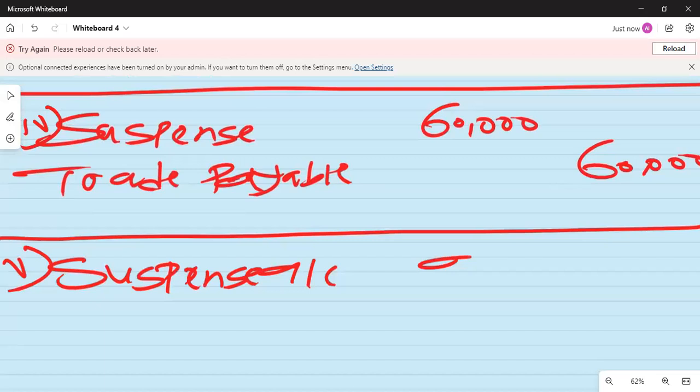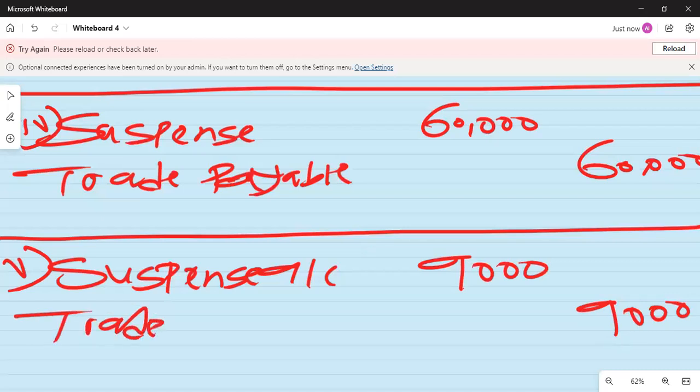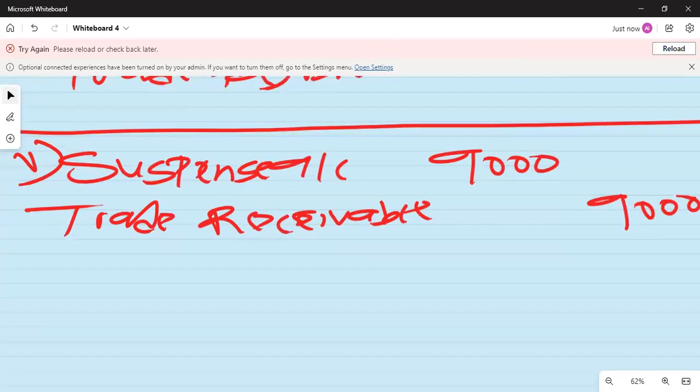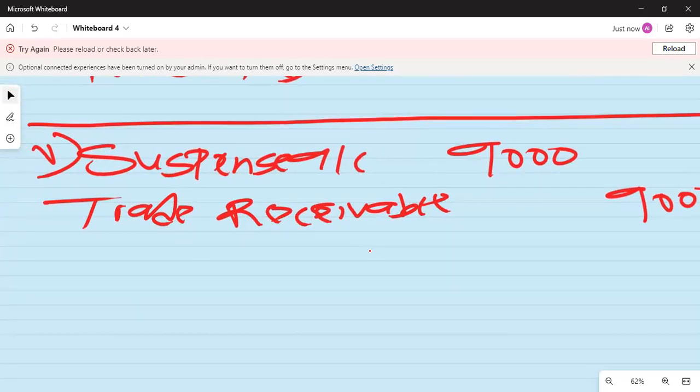Suspense account will be debited with 9,000, and the trade receivable account will be credited. So that is that about that. Then the next one.